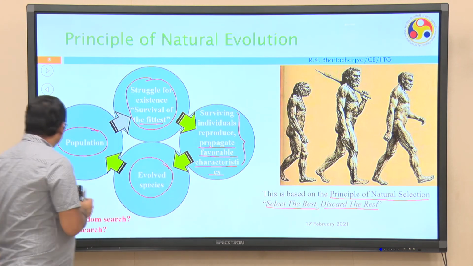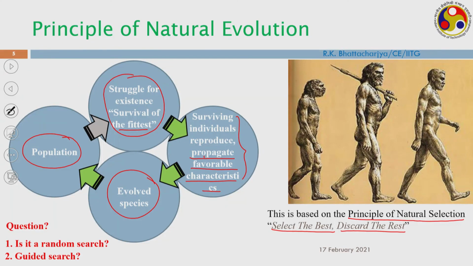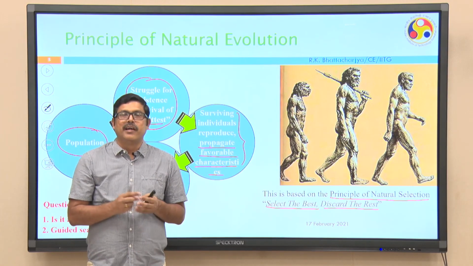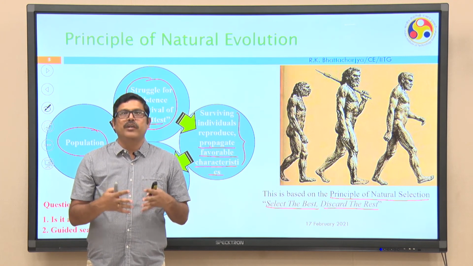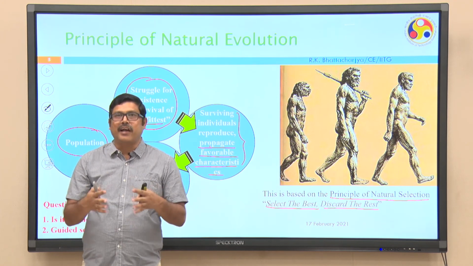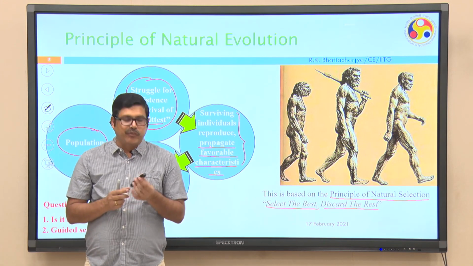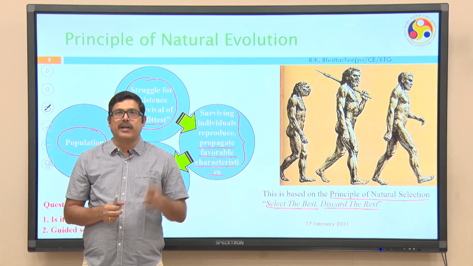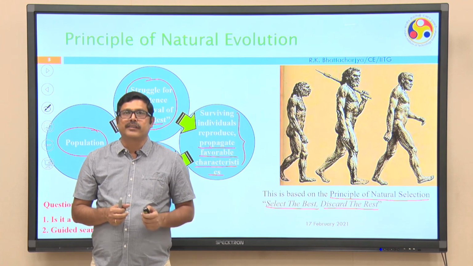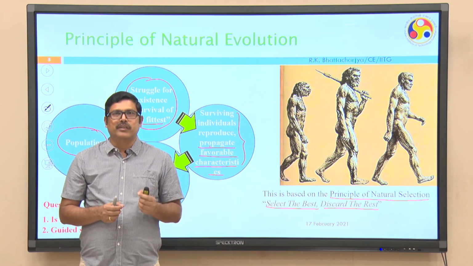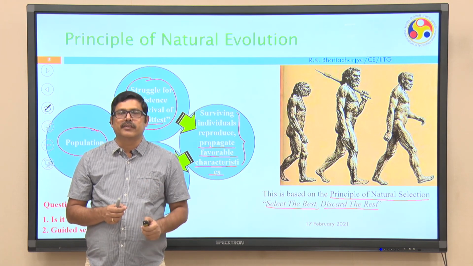So, now the question is whether this is a random search or a guided search. Whatever evolved process, we are evolving. So, is this evolved process a random search process or a guided search process, whether it is guided by some rules or somebody is guiding it. Okay. Before that we have to understand what is random search and what is guided search. So, in the next slide I will explain random search and guided search.